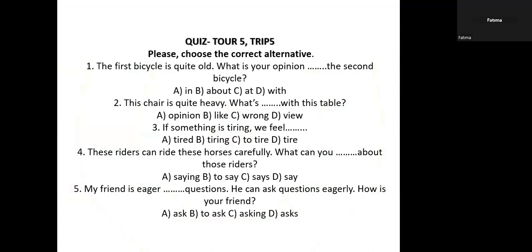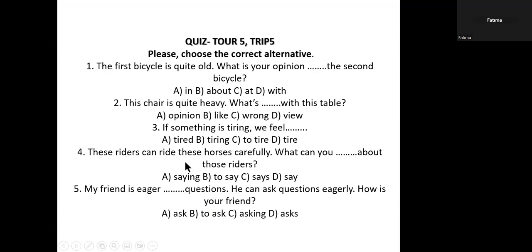2. The chair is quite heavy. What's blank with this table? What's wrong with this table? Or what's with this table? What's with this table is also true. It means what's the matter with this table? If something is tiring, what happens at the end of this situation? If something is tiring, we feel tired. Yes.